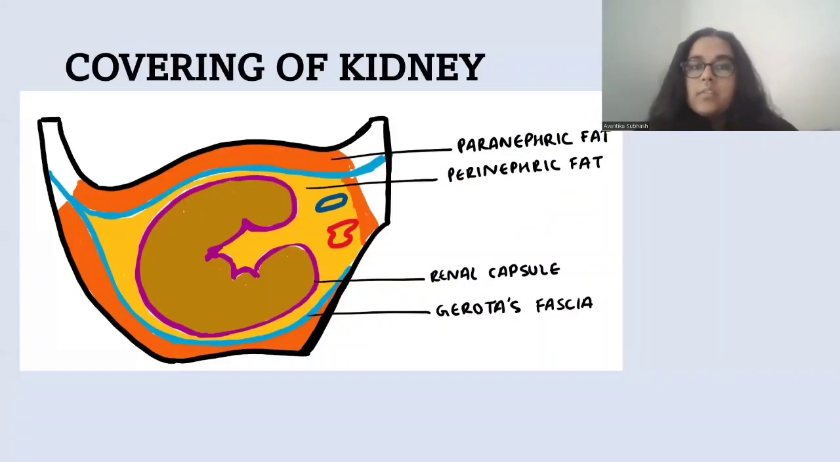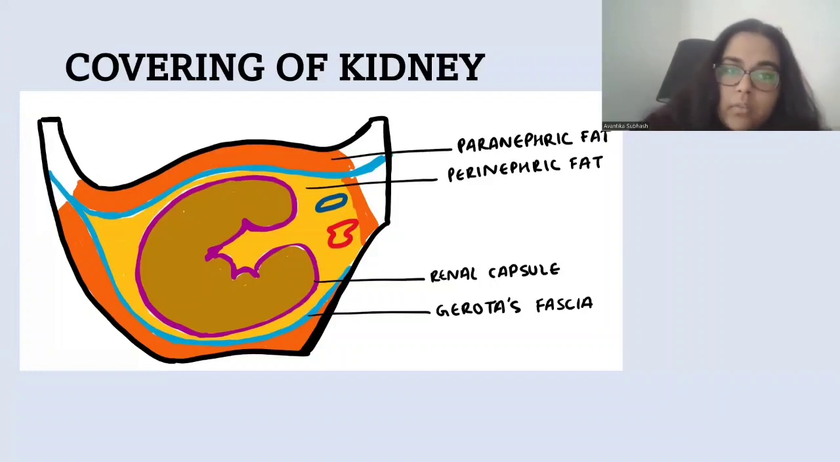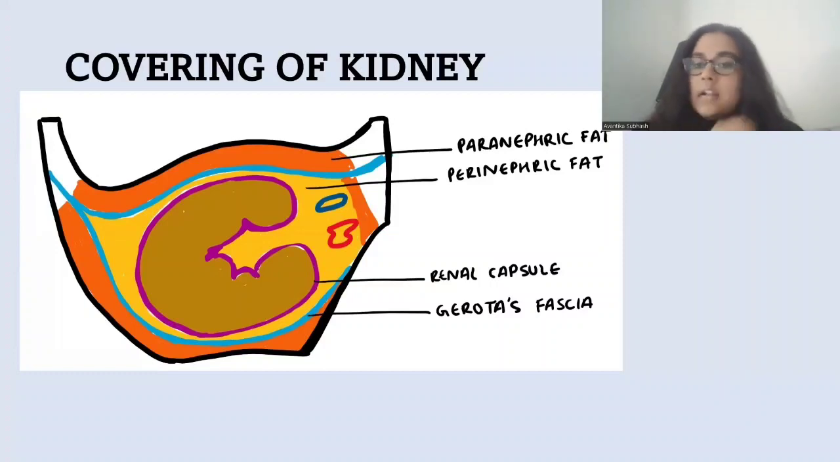Now, to talk about the covering of the kidney, there are mainly four layers that surround the kidney. Going from innermost to outermost, we start with this purple layer that surrounds the kidney alone, which is known as the renal capsule. This is a very tough connective tissue that holds the vessels to the hilum of the kidney. This renal capsule is surrounded by a layer of perinephric fat, also known as perirenal fat. And this fat is what holds our kidney at its location.